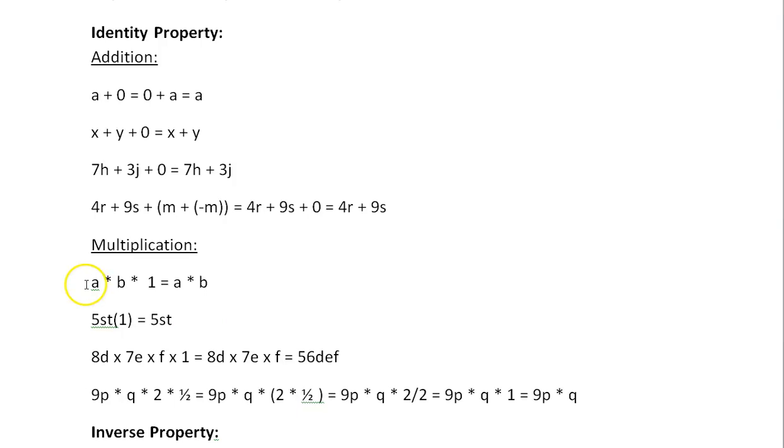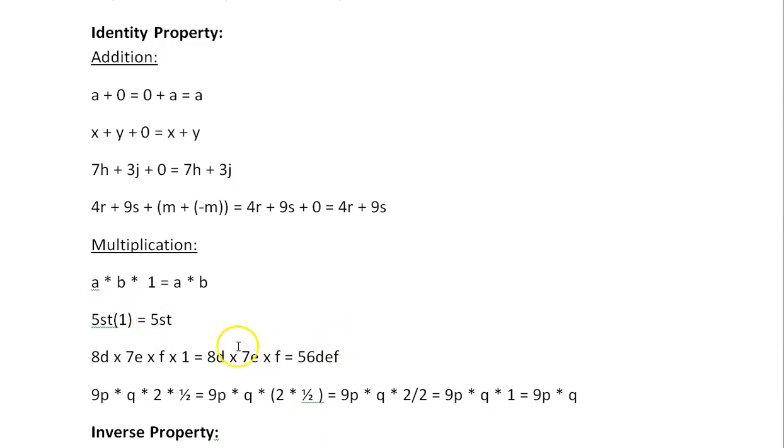Okay? Again, multiplication, very, very similar. You can have 5 times s times t times 1. That's going to get me my 5st. That's not going to change anything. Here I have 8d times 7e times f times 1. And if I'm being asked to just address the identity property without actually solving anything, I can rewrite it to be this.